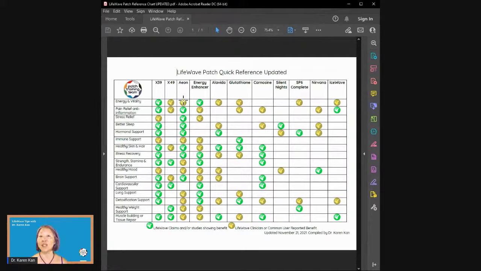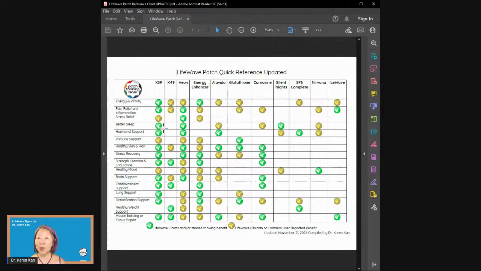And the combination of X39, X49 are synergistic together. In fact, when we first got X49, I was doing one at night and one during the day, but then I put both together on my body at the same time, and I could definitely tell an improvement in my athletic performance literally immediately. So from then on, I actually suggest that you put them on at the same time during the day. So let's take a look at these check marks.